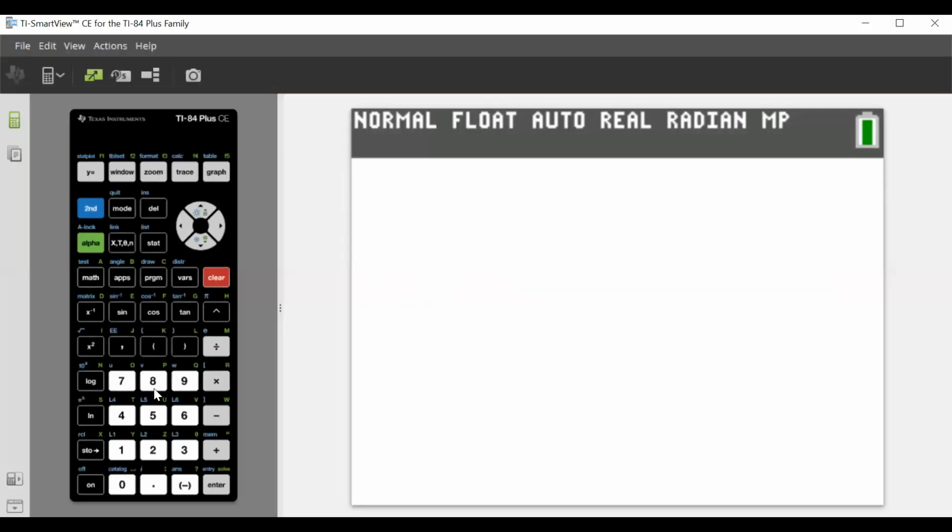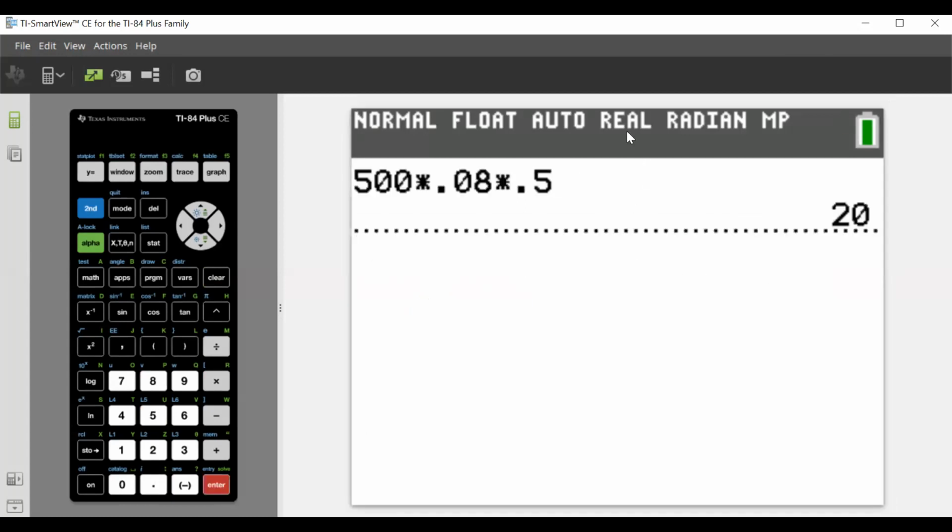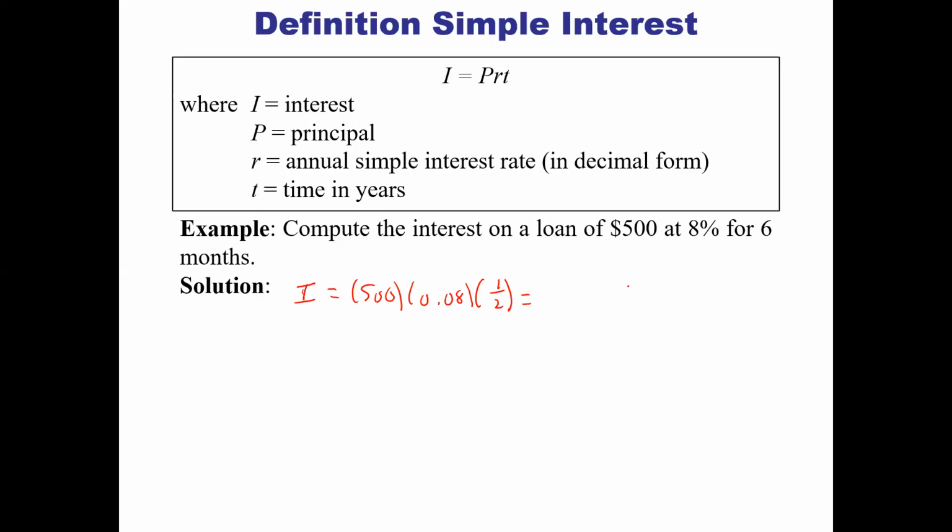So we're going to take our $500 times our 0.08 times our half a year, and we end up with 20. So $20 is going to be our interest that we have to pay for that loan of $500 at 8% for the 6 months.